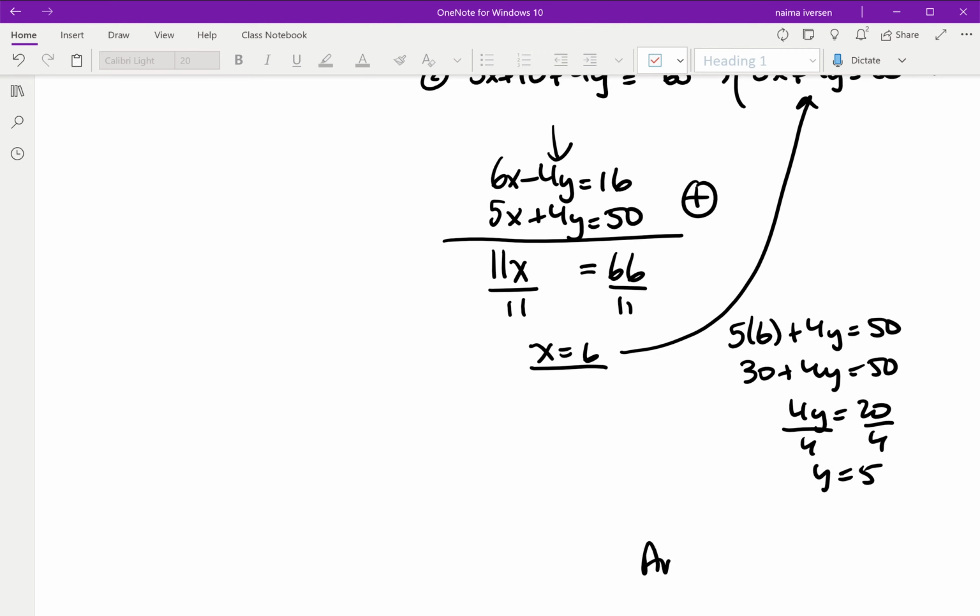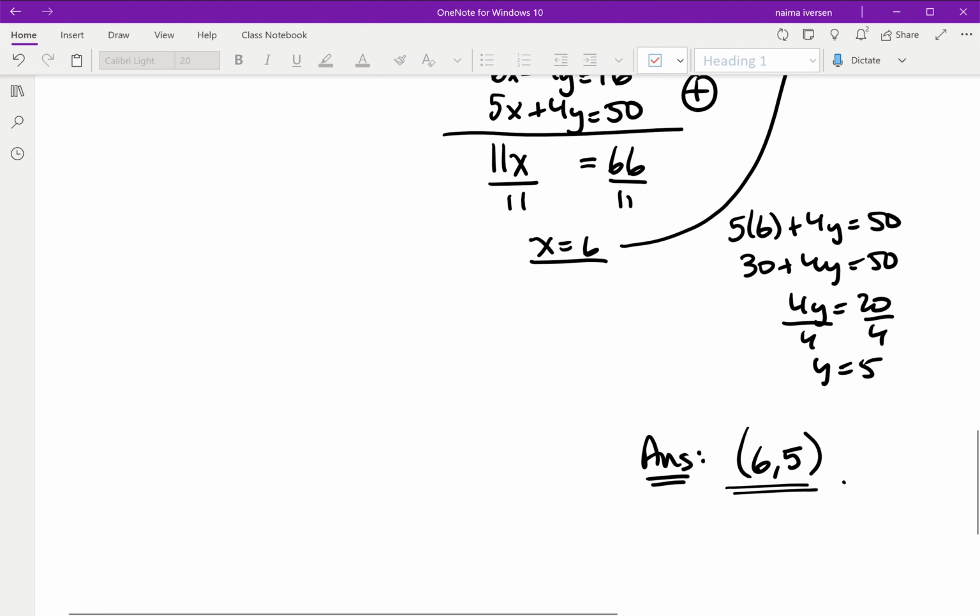And so my answer, and don't forget what you're doing when you do these questions. You are trying to find the point of intersection between these two lines that we're setting up. So that point of intersection happens when x is equal to 6 and y is equal to 5, or the point 6 comma 5. All right, so it is time for you to do your practice questions.